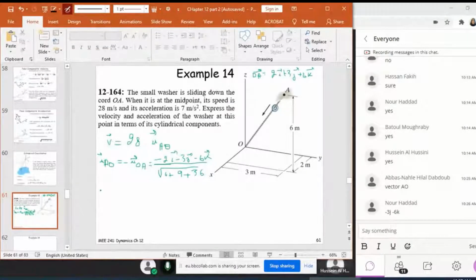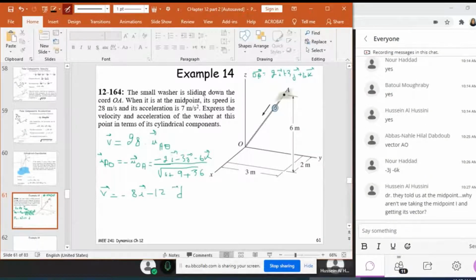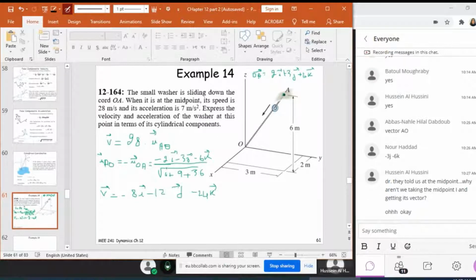Then I can find V now. V will be equal to 28 times this vector here. So it will be equal to minus 8I minus 12J minus 24K. Yes, Hassan, it's the midpoint, and they are giving me the coordinates of the midpoint, but they are showing only a part of the figure. So A is the midpoint, all right? Okay, so this is the velocity V in vector form. Am I done, guys?